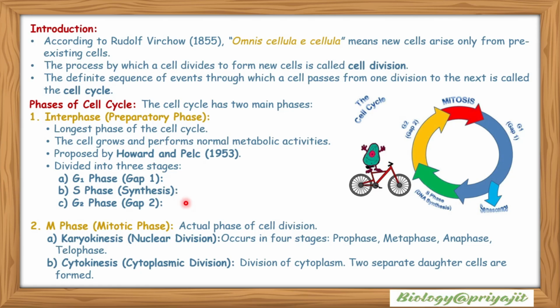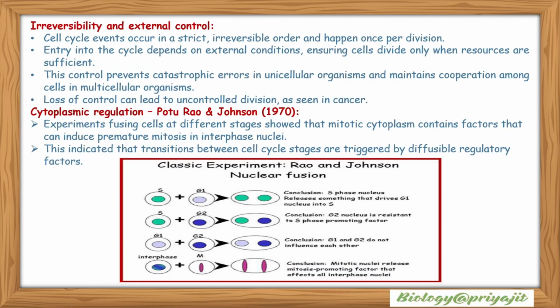After the interphase, the cell enters into the M phase or mitotic phase. It is the actual phase of cell division. Karyokinesis occurs in this phase. Karyokinesis means nuclear division. It occurs in four stages: prophase, metaphase, anaphase and telophase, which is followed by cytokinesis or cytoplasmic division. Division of cytoplasm occurs in cytokinesis, and two separate daughter cells are formed in this stage.